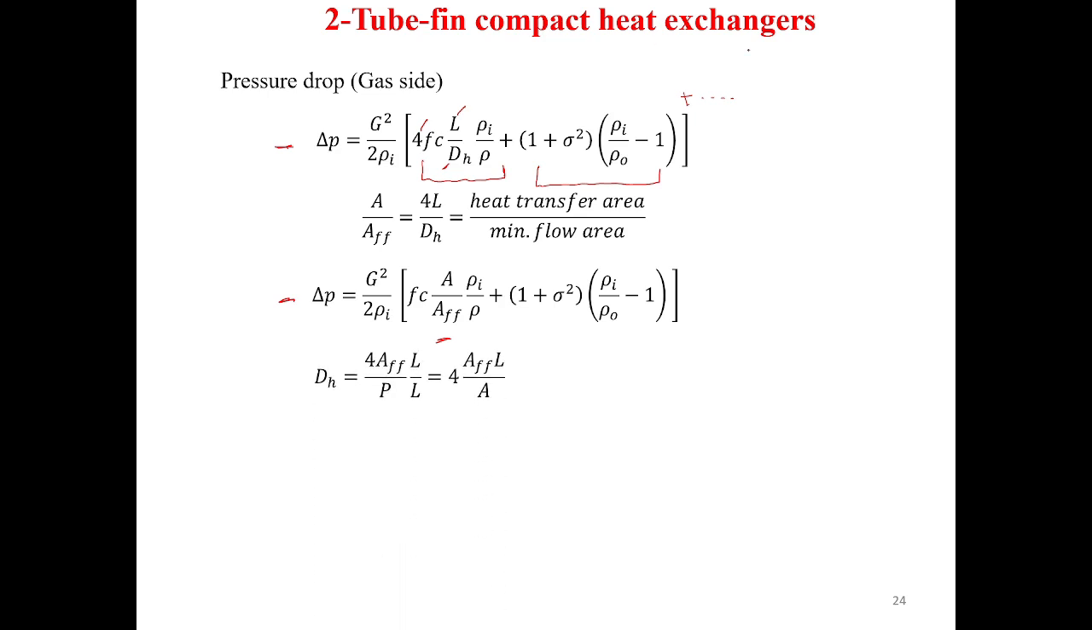Of course, in order to get to this equation, you use the definition of the hydraulic diameter as 4 multiplied by the minimum flow area divided by P. You multiply by L and then you can get the relation that heat transfer area divided by the minimum flow area equals 4L over dH.